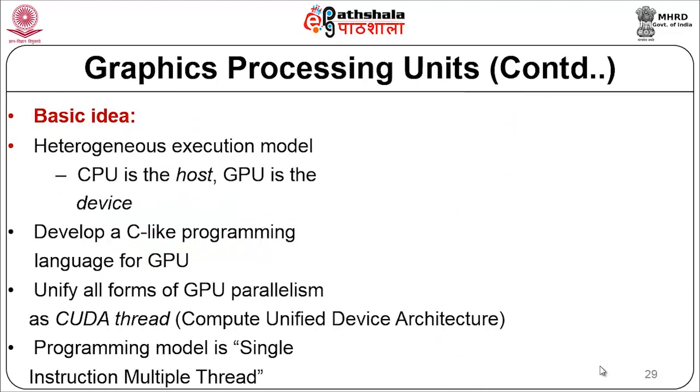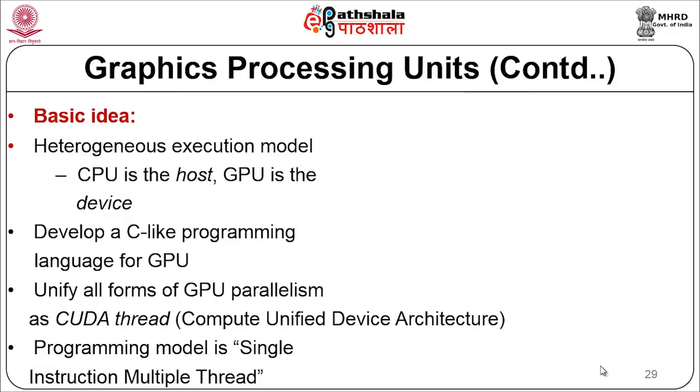So when you look at a graphics processing unit, as I told you, you will have a host and a GPU. So it basically falls under the heterogeneous execution model. The CPU is normally the host and the GPU is the device. People have developed a C-like programming language for GPU. CUDA is one of the most popular programming languages. CUDA is Compute Unified Device Architecture. You also have an OpenCL language which is platform independent.